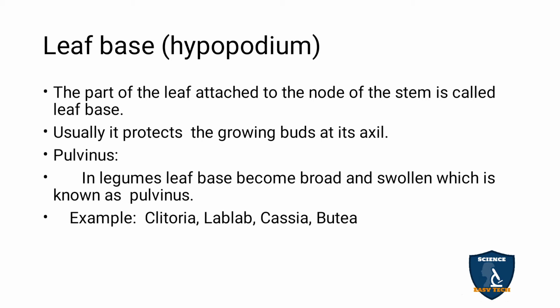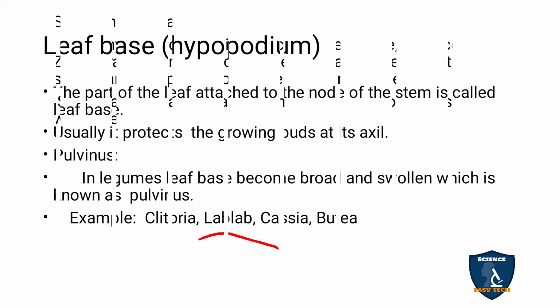Okay. Pulvinus. The swollen leaf base is called pulvinus. This is prominently seen in Leguminosae plants, that is in pulses. Example, Clitoria, Lablab (country bean), Cassia and Butea. So you can think about Lablab alone if they ask the pulvinus question. You can write the example for the pulvinus question as Lablab.